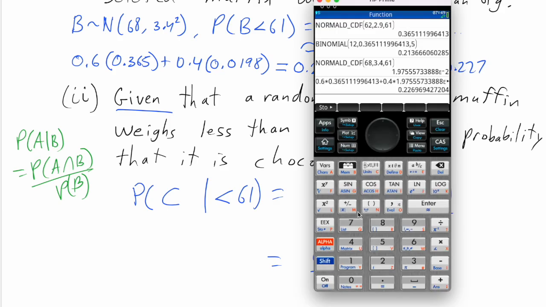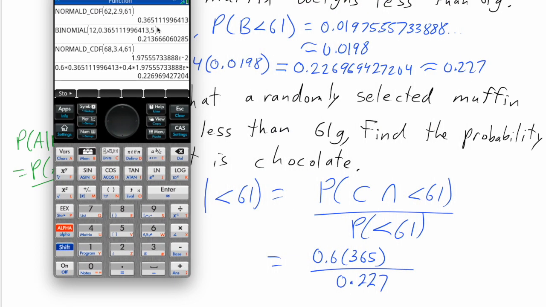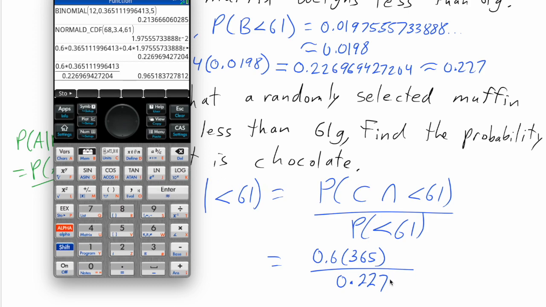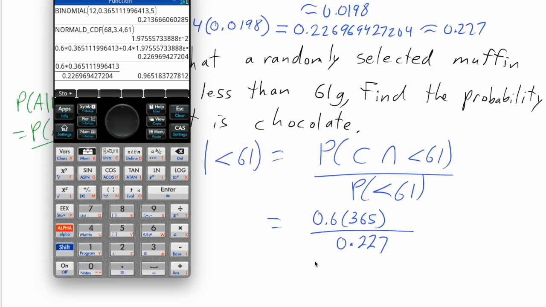So we can type it into our calculator. I can do 0.6 times, again, this exact answer up here, and then divide by this exact answer, and that will equal 0.965.